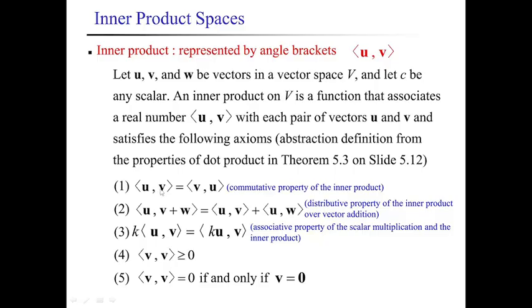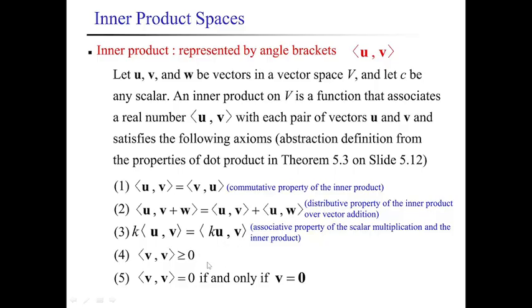Inner product u comma v must be equal to inner product v comma u. The second condition is the distributive property. Inner product u comma v plus w equals inner product u comma v plus inner product u comma w. The third one is associativity, where k is a scalar here. k times inner product u comma v equals inner product ku comma v.